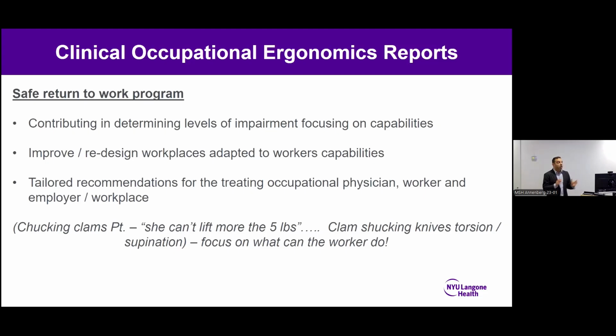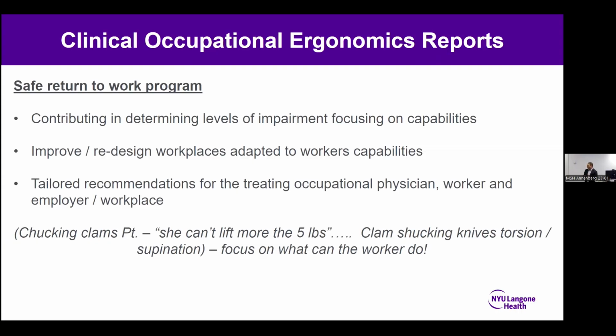And very important, safe return to work program. Like I said, with the clinical approach of the ergonomics program, we can contribute in determining the levels of impairment, focusing on capabilities. A lot of times you ask, what's the level of impairment? Well, the person can't abduct the right shoulder more than 10 degrees. Fine, and that's a permanent limitation. But when the person goes back to work, the main question is, okay, well, what can the person do, right?